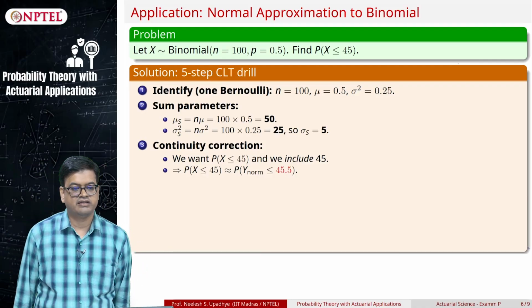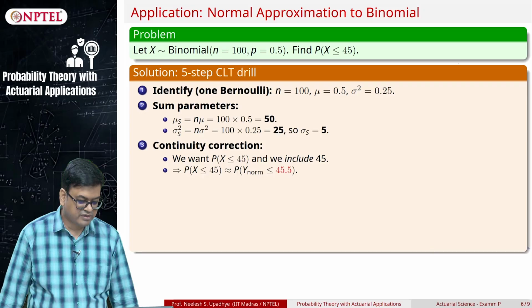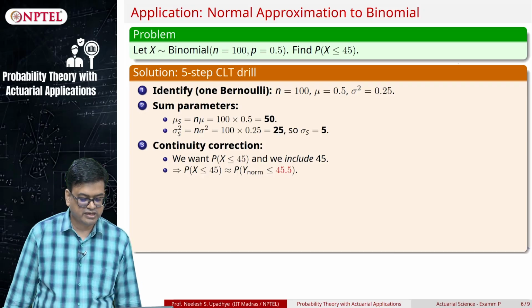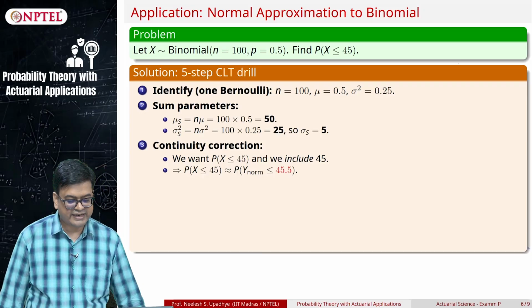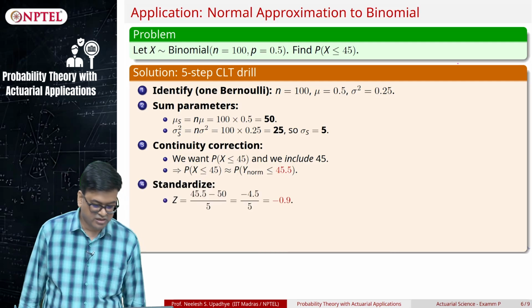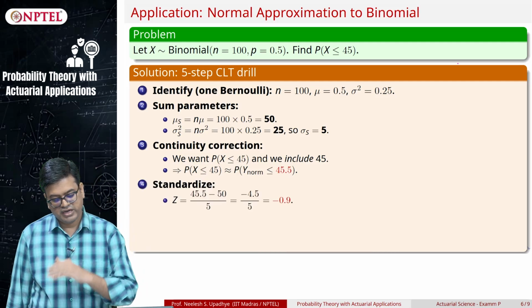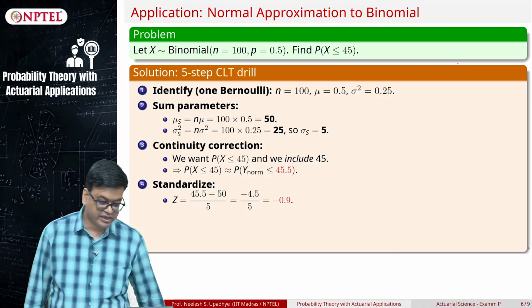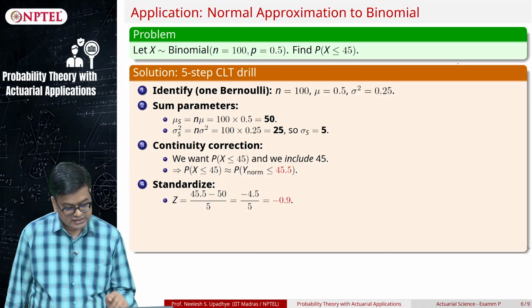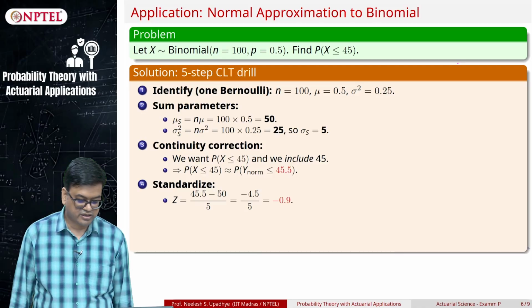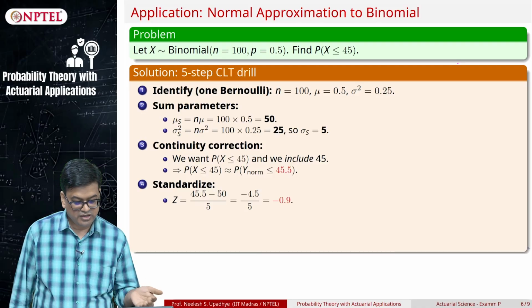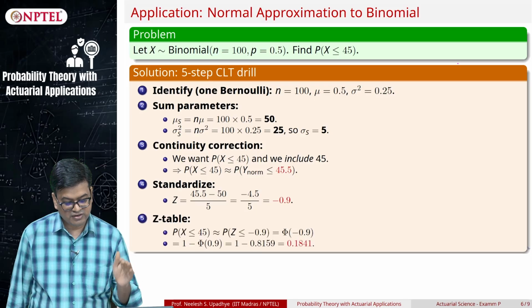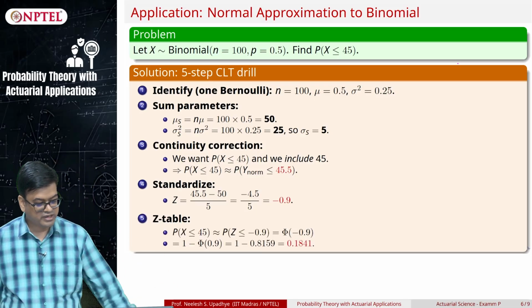This we have had enough discussion. So, what we will do now? We will simply put everything in the context. We will standardize this normal random variable 45.5 minus 50 divided by 5, and I got minus 0.9 to be the z value for this particular thing. So, probability of z less than or equal to minus 0.9.